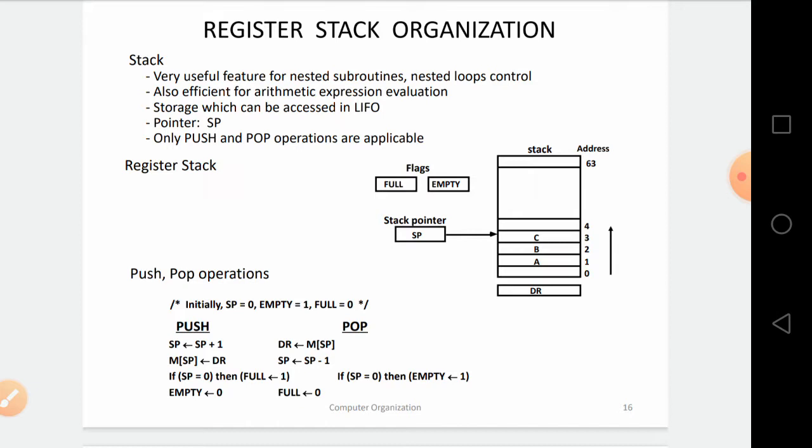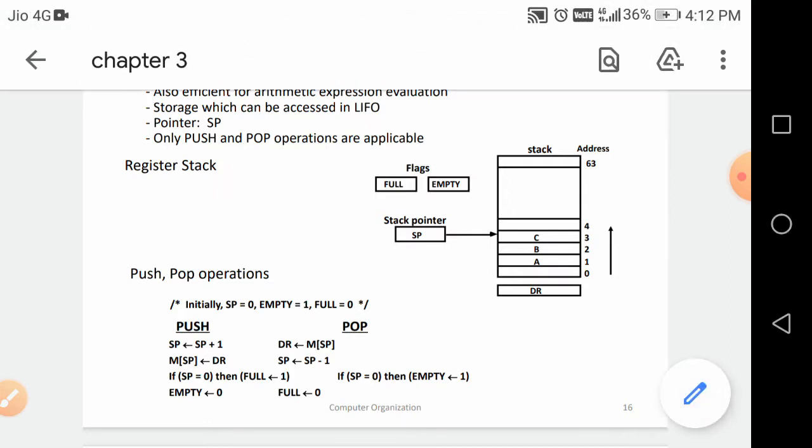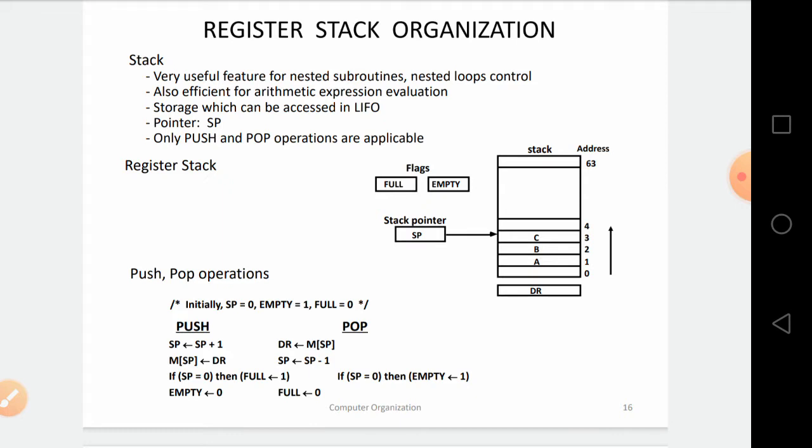And the main property of the stack is that it is called LIFO, last in first out. So whatever data you keep first, you can retrieve last, or if you keep the data last, you can retrieve it first. That is called LIFO or FILO. It contains one pointer called the stack pointer. It always shows the last location where you have stored the data.